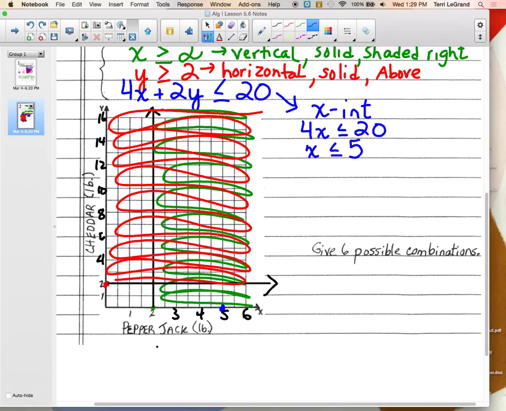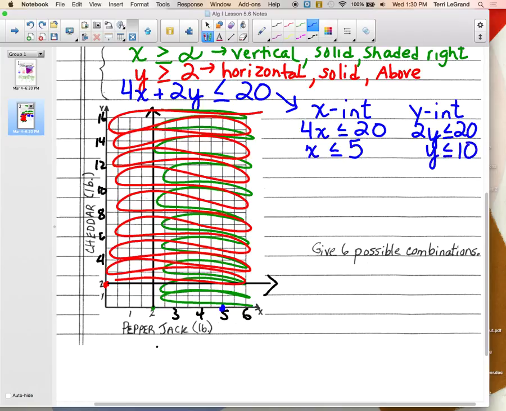Now I need the y-intercept, excuse me, not the x. We just found the x. Now I need the y-intercept. What disappears when you're looking for the y-intercept? The x's. So I'm really going to be solving 2y is less than or equal to 20. So what's our y-intercept? 10.